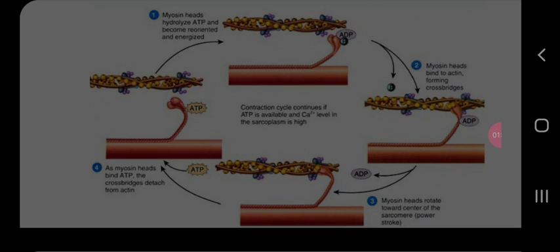Myosin head hydrolyzes ATP and becomes reoriented and energized. The myosin head binds to actin, forming cross bridges. The myosin head rotates towards the center of the sarcomere: the power stroke. As myosin heads bind ATP, the cross bridges detach from actin. Myosin head hydrolyzes ATP and becomes reoriented and energized. The contraction cycle continues if ATP is available and the calcium level in the sarcoplasm is high.